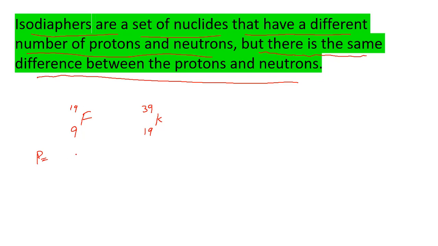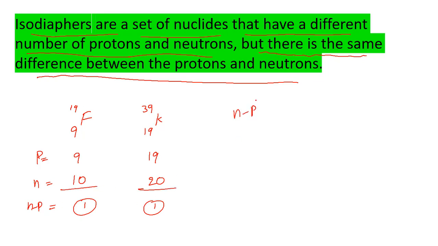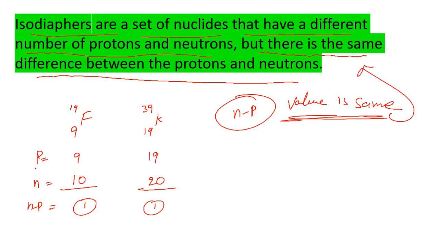What about protons here? 9 protons, here 19 protons. What about neutrons? Here 10 neutrons, here 20 neutrons. What about n minus p value here? Here also 1, here also 1. Okay, where the n minus p value is the same, those are isodiaphers. Are you getting? Is it clear? Shall I give one more example?